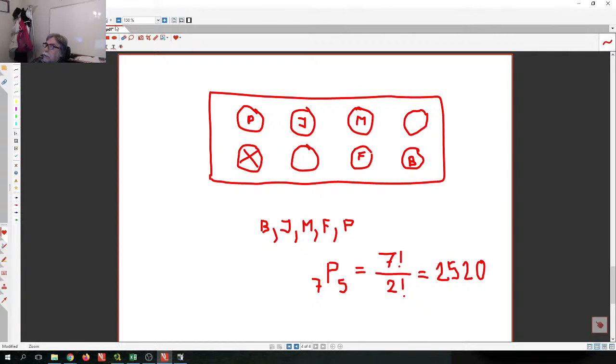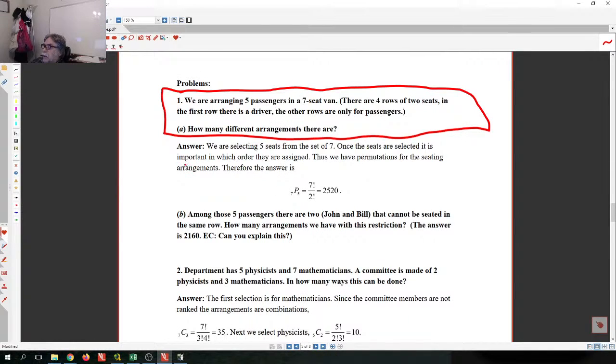All right. Now the second part of the problem, the B part: you have 5 passengers, and 2 of them are John and Bill. They cannot be seated in the same row. For some reason, they don't like each other, so you can't put them in the same row because you're going to have some problem. Okay? So the question is, how many arrangements do we have with this restriction that they cannot be seated in the same row?